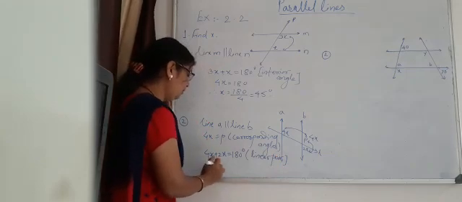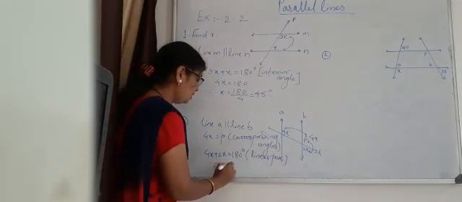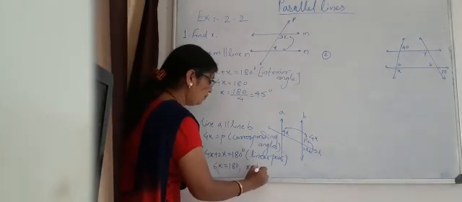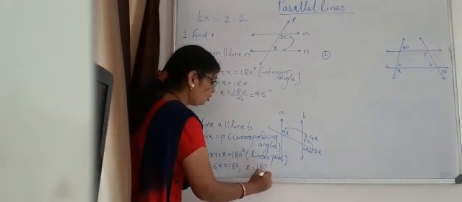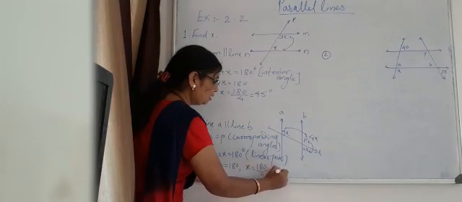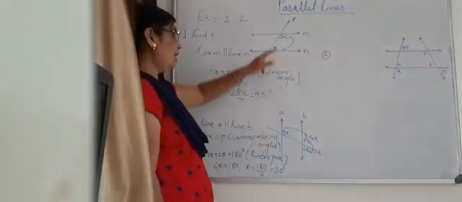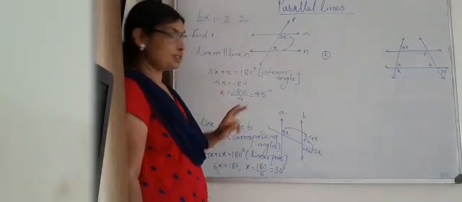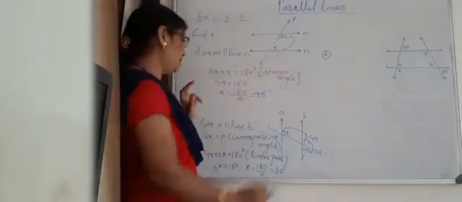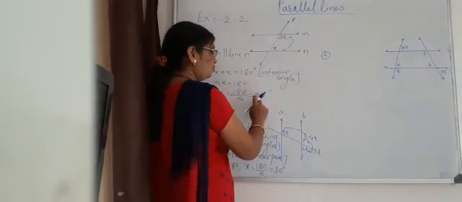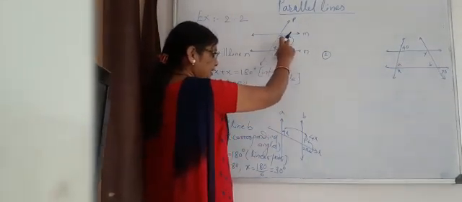Now 4x plus 2x, how much? 6x equal to 180, and x equal to 180 upon 6. What you get? 30 degrees. So what is your answer? 30. If the angles are given in the form of x, you have to find out x first. Now here x is 45. If you want to find this angle, 45 multiplied by 3, you get this angle.